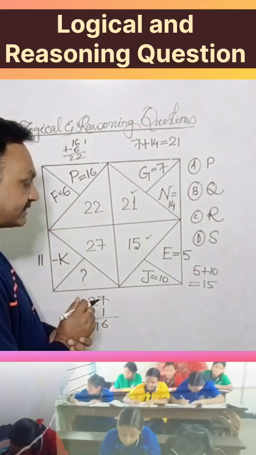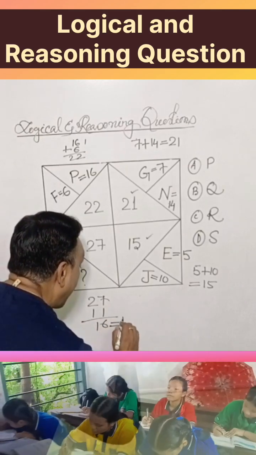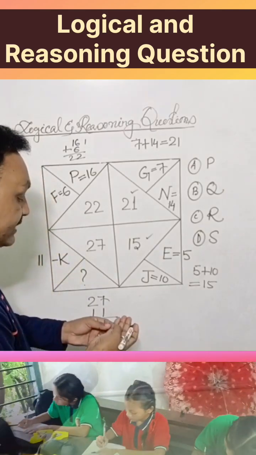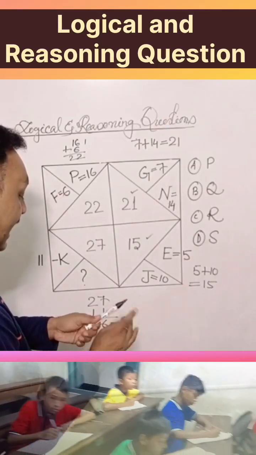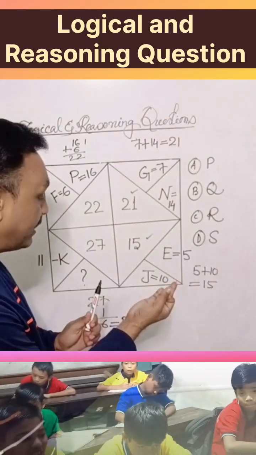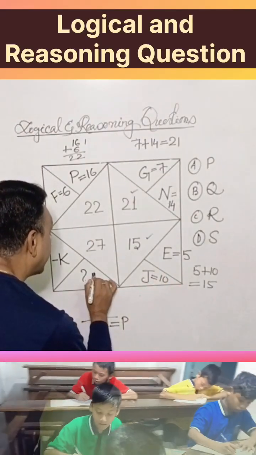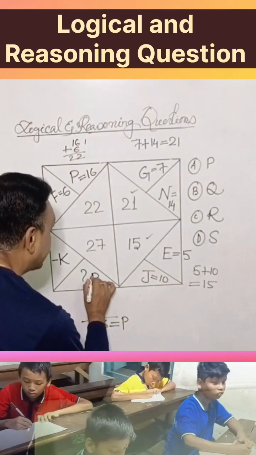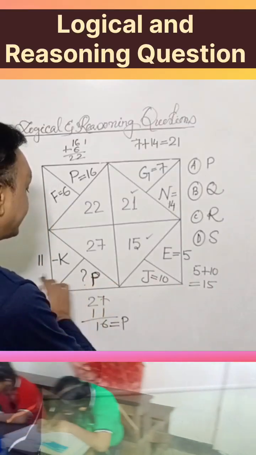So 16. What is the alphabet for 16? A, B, C, D, E, F, G, H, I, J, K, L, M, N, O, P. So P means 16. This alphabet should be P, since the result came to 16. So the correct answer is P.